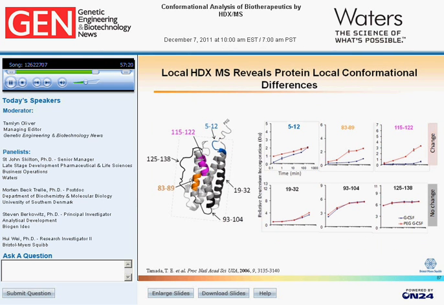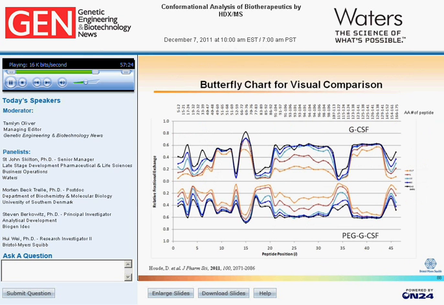A quick and simple way to visualize the comparison is to plot a butterfly chart that compares the deuterium incorporation levels for all common peptides between GCSF and pegylated GCSF in multiple labeling time points. This plotting scheme was very recently introduced by Dr. Ho and co-workers and was also introduced in the previous presentation.